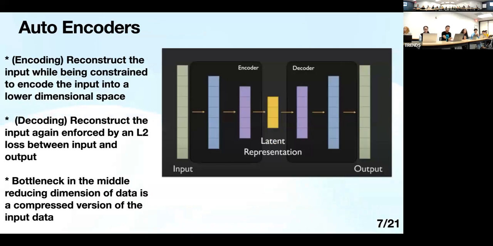I also wanted to discuss a little bit about autoencoders. The purpose of an autoencoder is to encode and reconstruct the input image or sequence of tokens while being constrained to encode the input into a lower dimensional space at every step until we reach this bottleneck in the middle, which reduces the dimension of the data but creates an efficiently packed, compressed version of the input data. Then at the decoding step, they try to reconstruct the input again, which is enforced by the L2 loss between the input and the output.